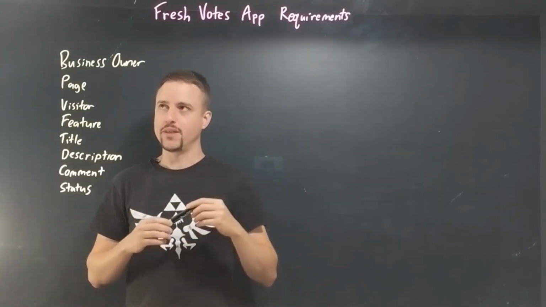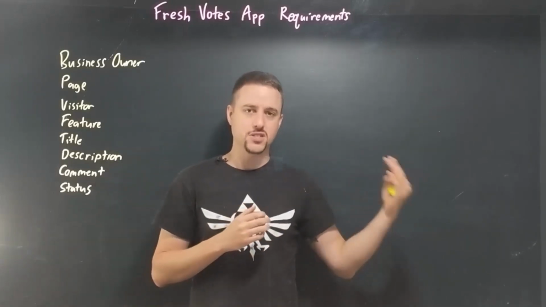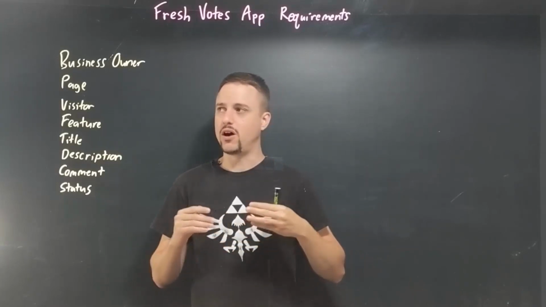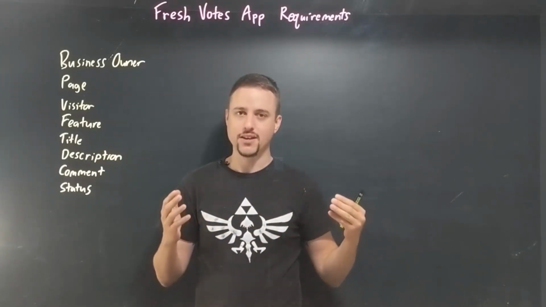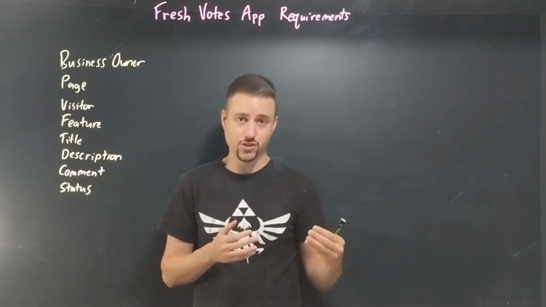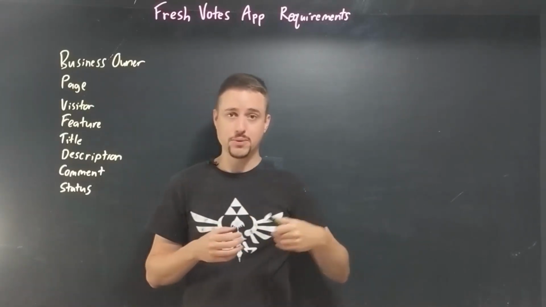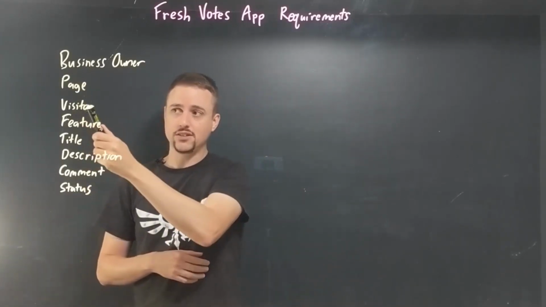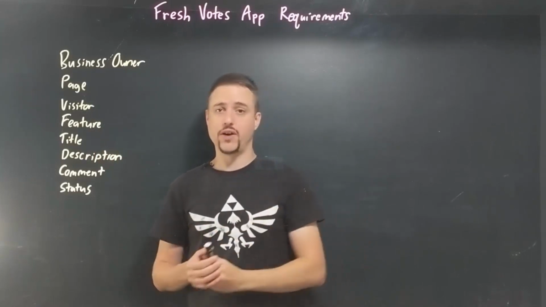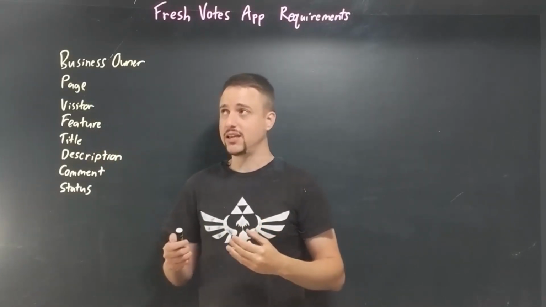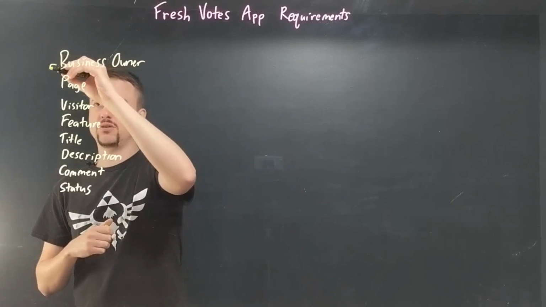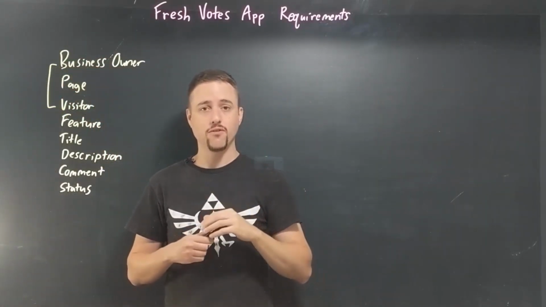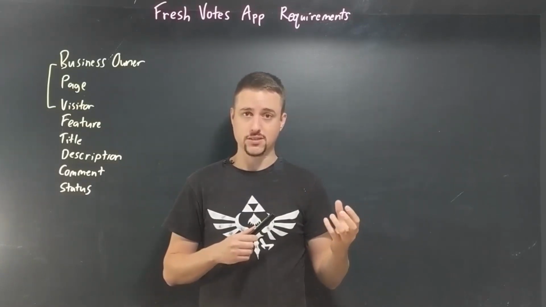So, business owner. What is a business owner? Whenever you've used an application, a very common term that's used is a user. So a business owner is going to be a user of our system. Visitors, as we go down this list, are also going to be a user of our system. So really, the business owner and the visitor are kind of the same thing. They just represent 2 different roles in the system.